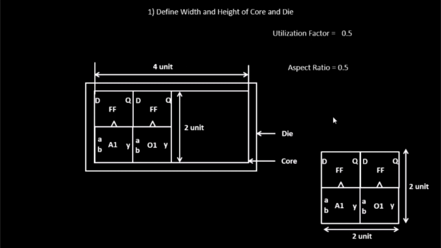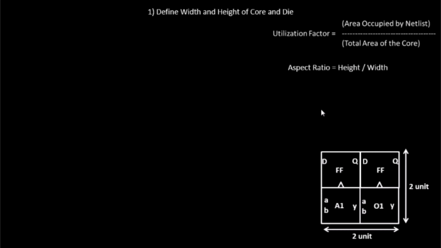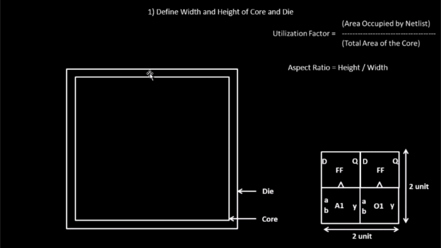Since we'll take some more examples, let us take an example of a square chip. Since I'm already running out of time, let's take an example of a bigger chip. We'll try to place this logic inside this and calculate the utilization factor and the aspect ratio. Let's try to do all this in the next video. Thank you.